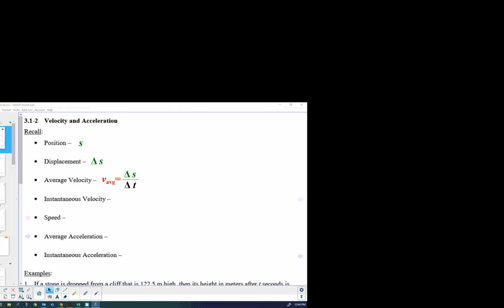So you all know S means position, and delta S is displacement. Okay, and average velocity would be delta S, displacement over delta T. And velocity, well, yeah, that's because you don't know any better yet.